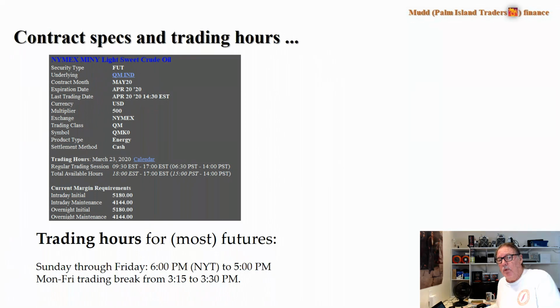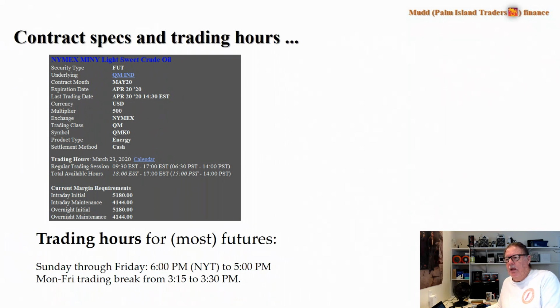When you are using a broker, you will be able to bring up contract specs and trading hours always. You can click on something that brings it up. This is the Interactive Brokers interface, a pop-up for the light sweet crude oil E-mini contract. You can see there that the symbol of that contract in particular is QMK0, as we said before. The trading class is QM and the like. It also has the all-important trading hours, and it has the margin requirements, which we are going to discuss in just a minute.